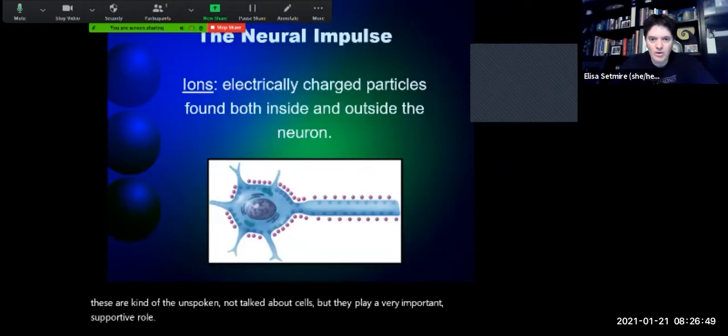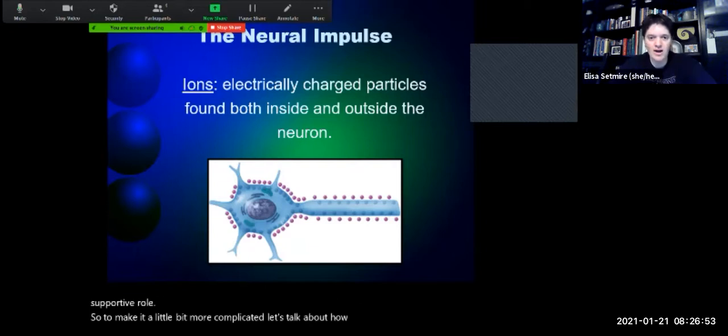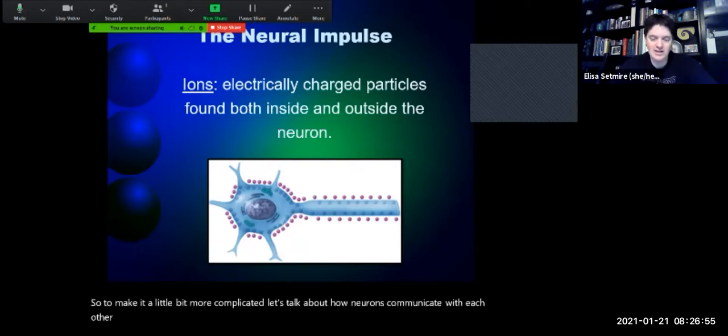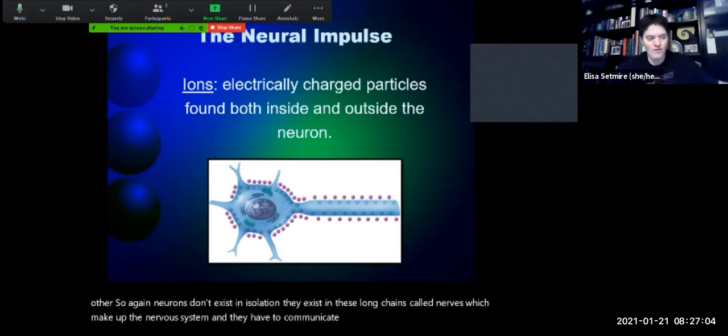So to make it a little bit more complicated, let's talk about how neurons communicate with each other. So again, neurons don't exist in isolation. They exist in these long chains called nerves, which make up the nervous system, and they have to communicate with each other in order for messages to be passed on, in order for actions to be carried out.